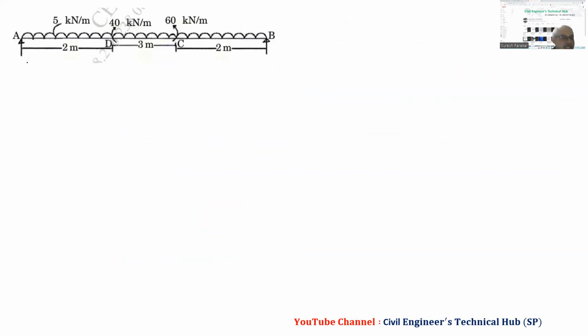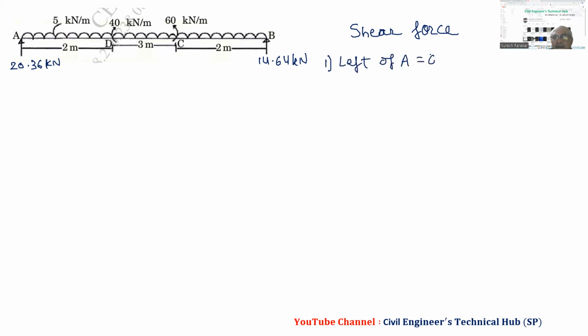So this is 20.36 and this is 14.64. Now we will go with shear force. Where do we have to find it first? Left of A, it is 0. Then we have right of A. So right of A, we have 20.36 kilonewtons. So plot it simultaneously.